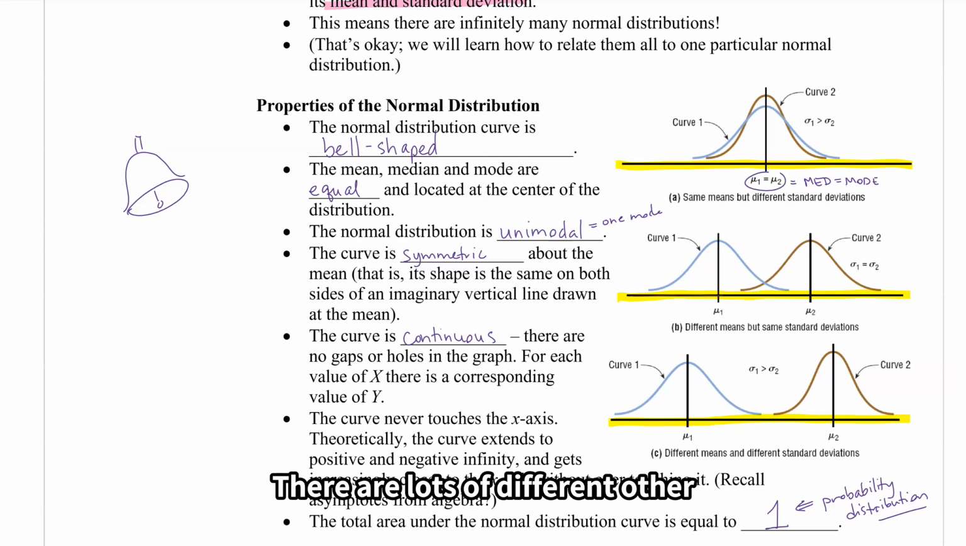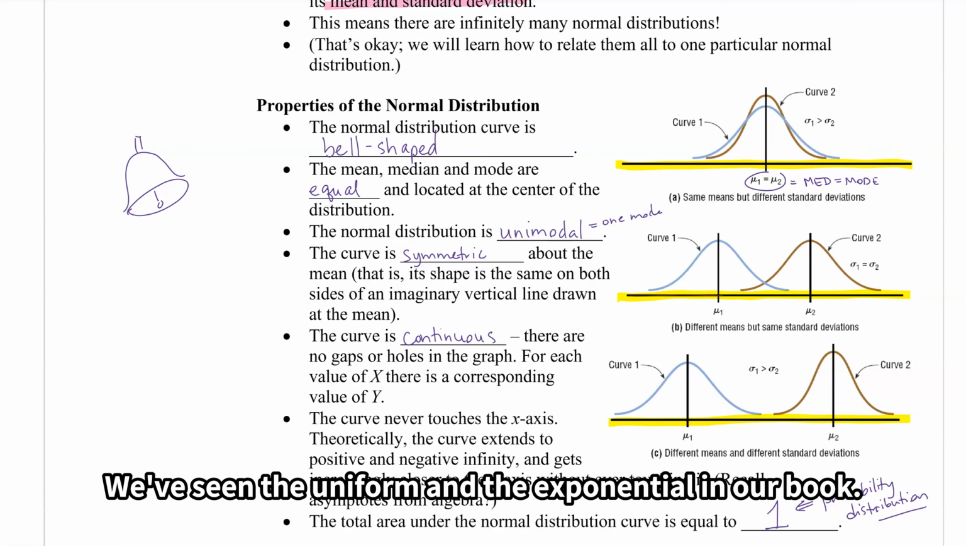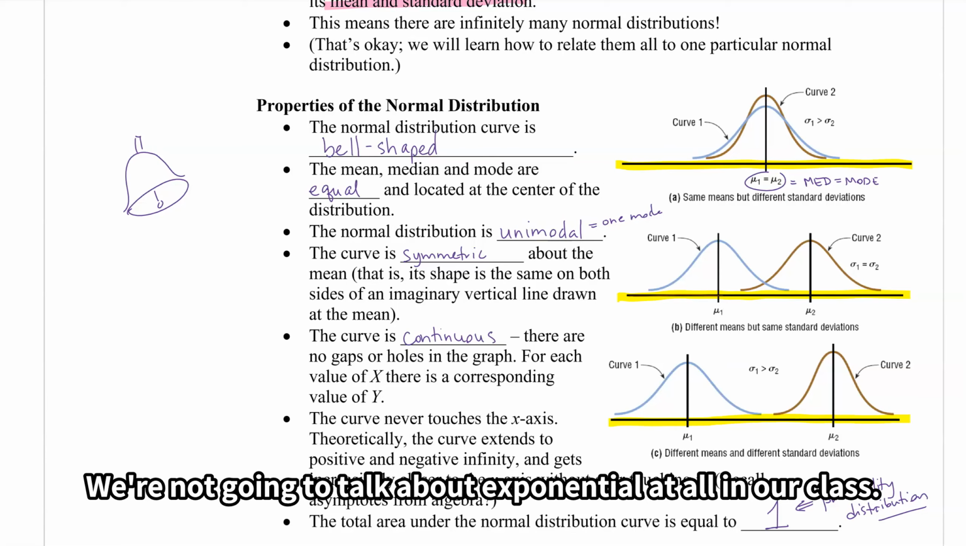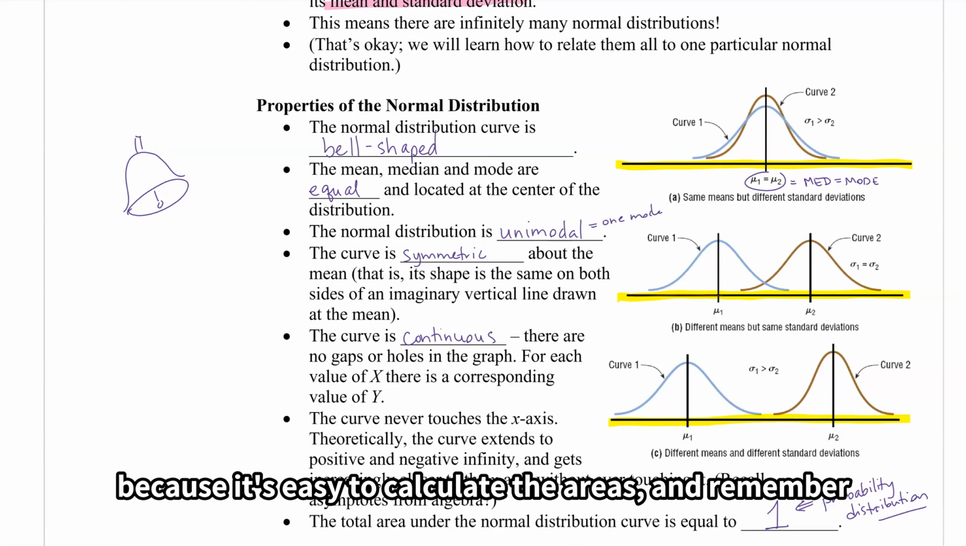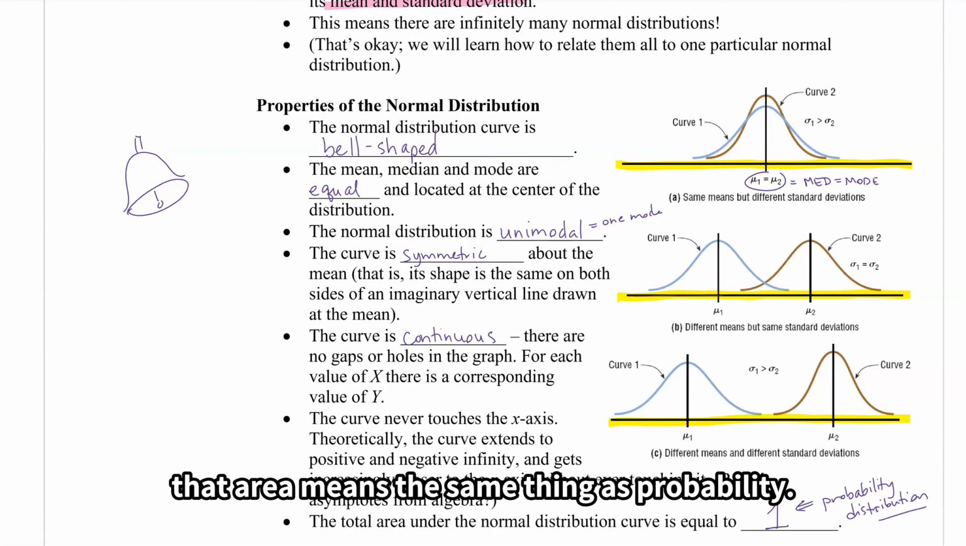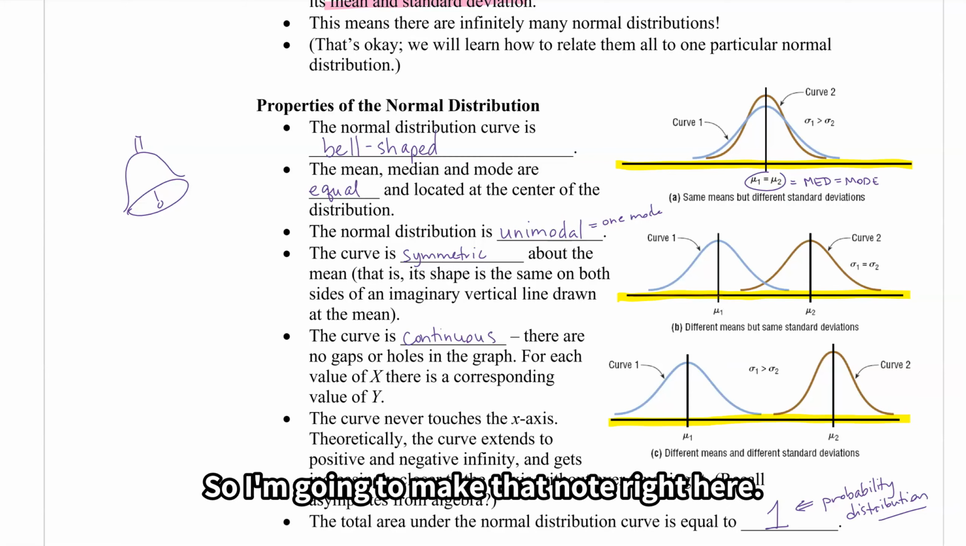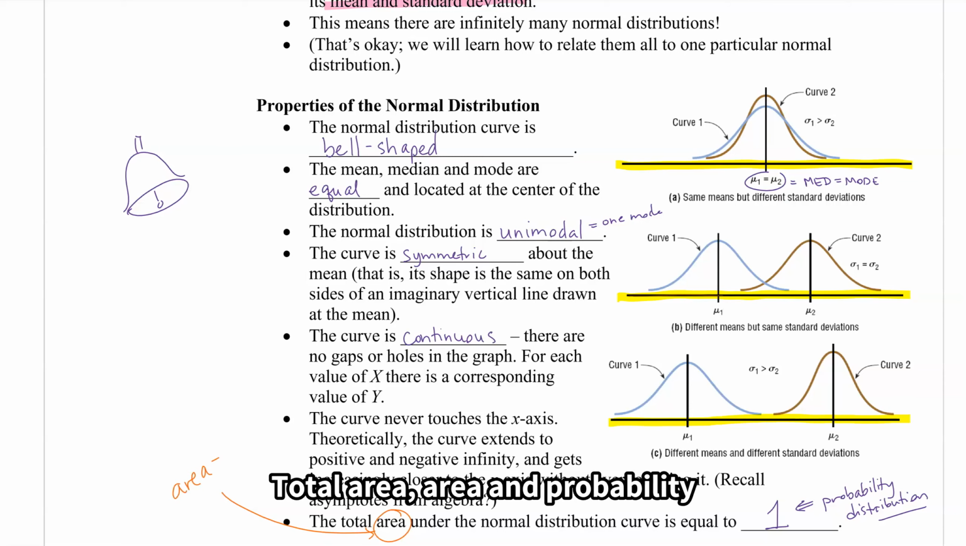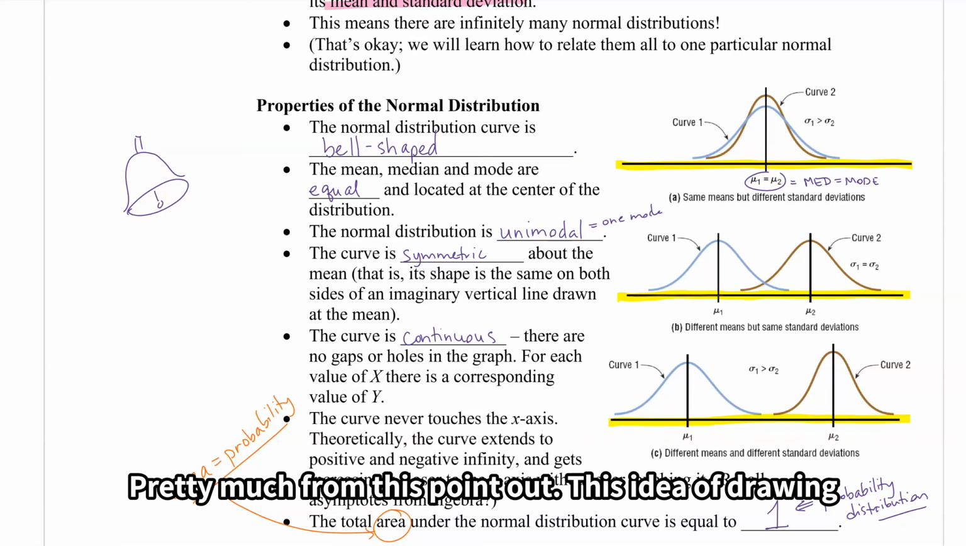There are lots of different other continuous probability distributions, throwing it out there. We've seen the uniform and the exponential in our book. We're not going to talk about exponential at all in our class, but uniform is kind of nice because it's easy to calculate the areas. And remember that area means the same thing as probability. So I'm going to make that note right here. Total area and probability are going to be interchangeable pretty much from this point out.